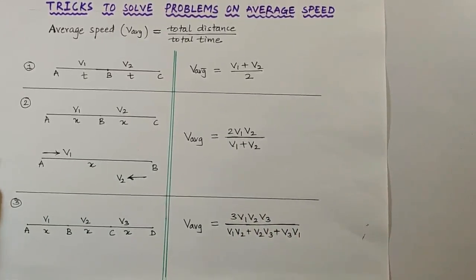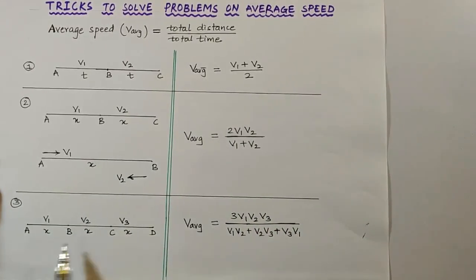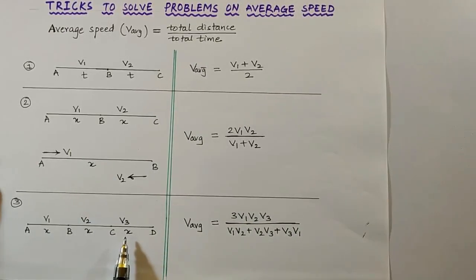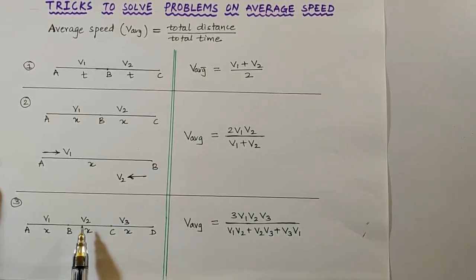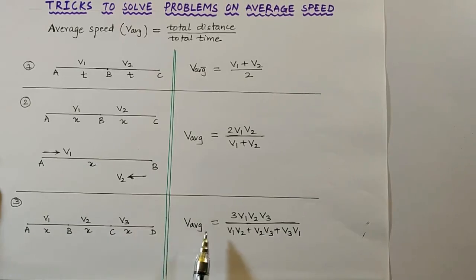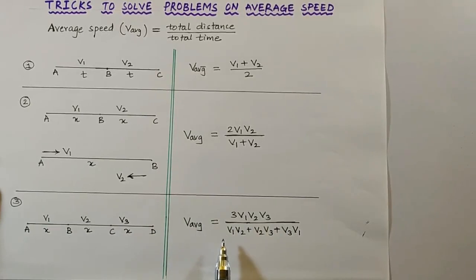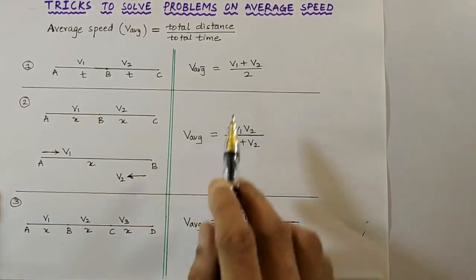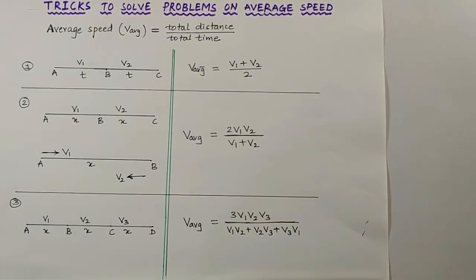In the third case, the total distance is divided into three equal parts. That is, it moves A to B, distance is x, B to C, distance is x, C to D, distance is x. A to B speed is v1, B to C speed is v2, C to D speed is v3. Then average speed from A to D is given by 3v1v2v3 divided by (v1v2 + v2v3 + v3v1). So using these shortcuts, you can easily solve the problems.